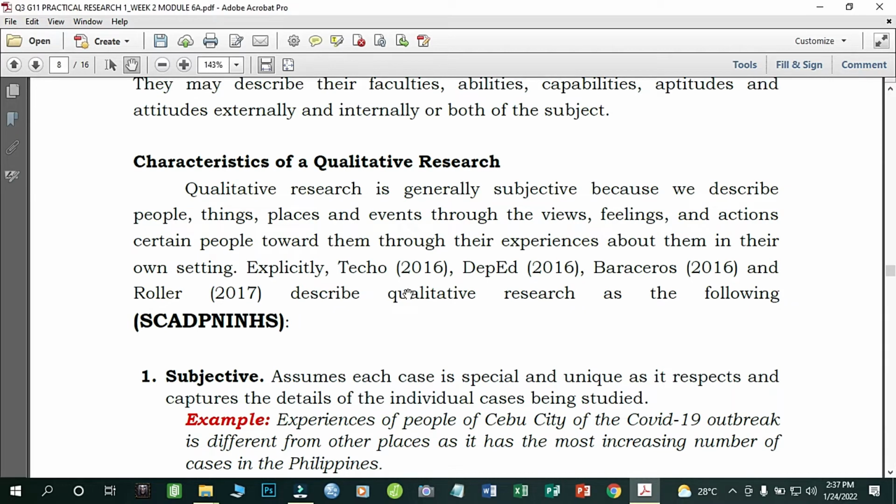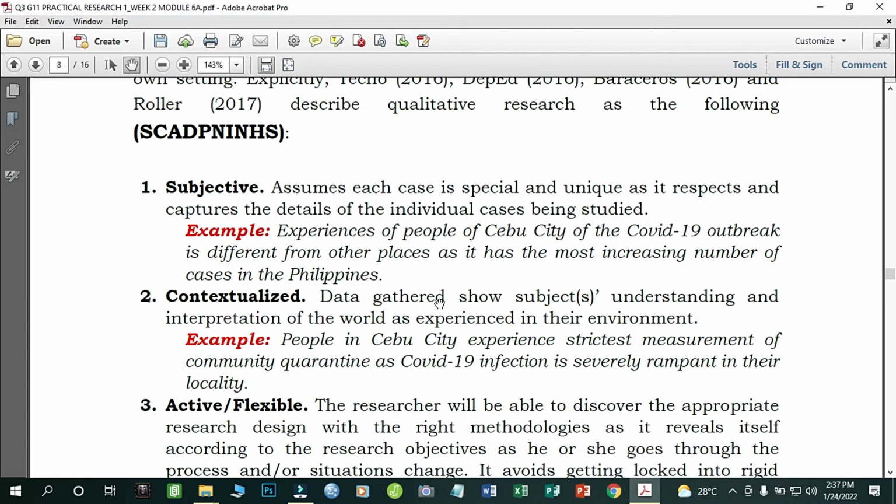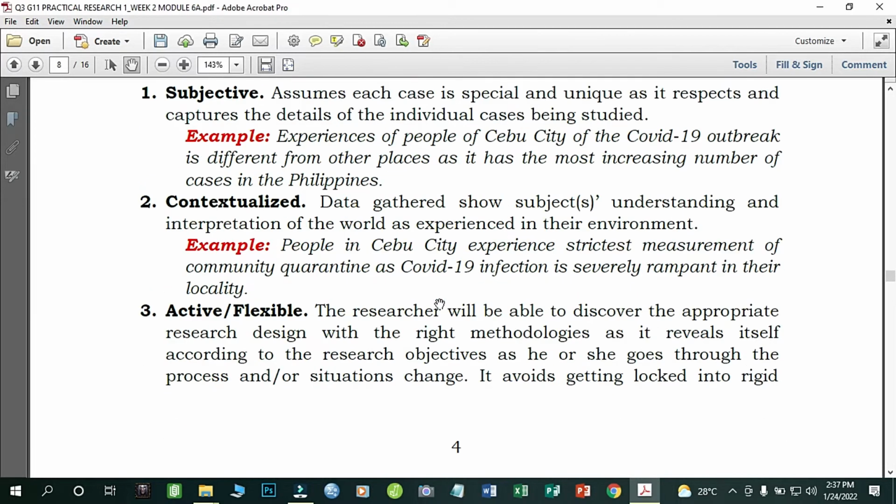Baraceros 2016 and Roller described qualitative research as the following. First, subjective. Why? Because it assumes each case is special and unique as it respects and captures the details of individual cases being studied. For example, the experiences of people of Cebu City with the COVID-19 outbreak are different from other places as it has the most increasing number of cases in the Philippines. Based on this subject.